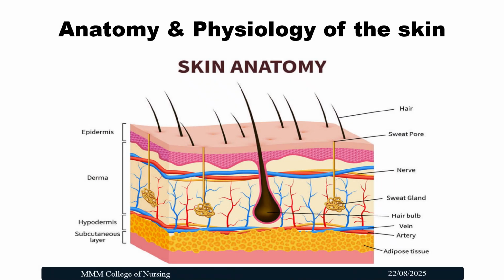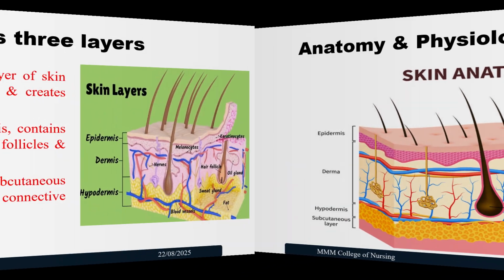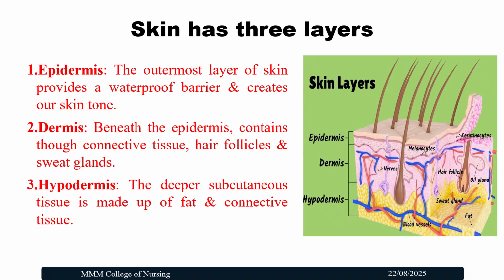Let's see the anatomy and physiology of the skin. The skin has three layers: epidermis, dermis, and hypodermis. The epidermis, the outermost layer of the skin, provides a waterproof barrier and creates our skin tone. The dermis, beneath the epidermis, contains tough connective tissue, hair follicles, and sweat glands. The hypodermis, the deeper subcutaneous tissue, is made up of fat and connective tissue.